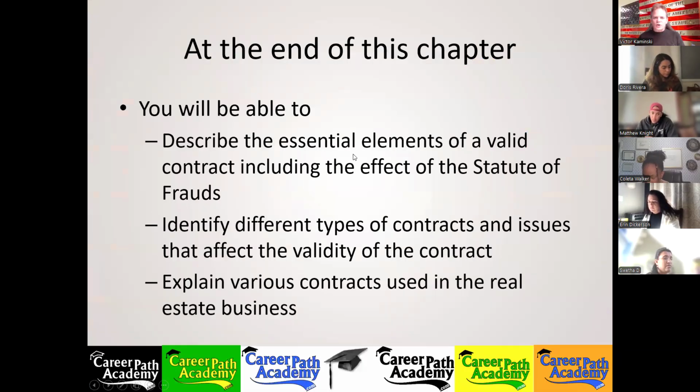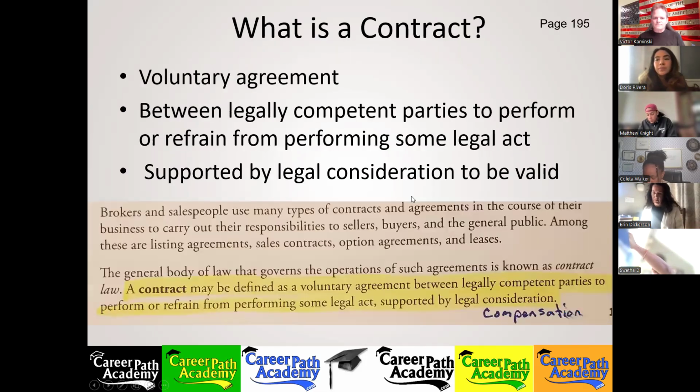So in this chapter, we're going to talk about the four essential elements that make a contract valid. We're going to talk about the statute of frauds, which usually requires everything to be in writing. We're also going to identify different types of contracts and issues that affect validity of contracts. We're going to learn those terms: valid, void, voidable, unenforceable contracts. We're going to explain various contracts used in the real estate business as well.